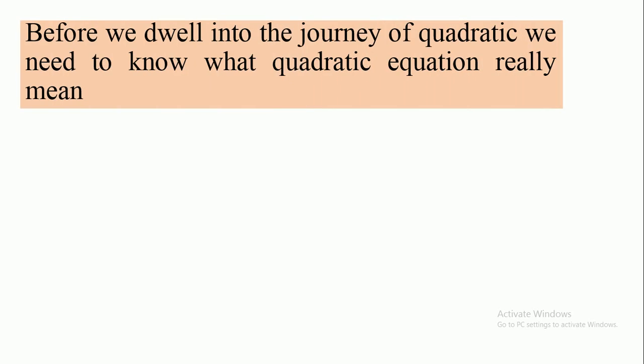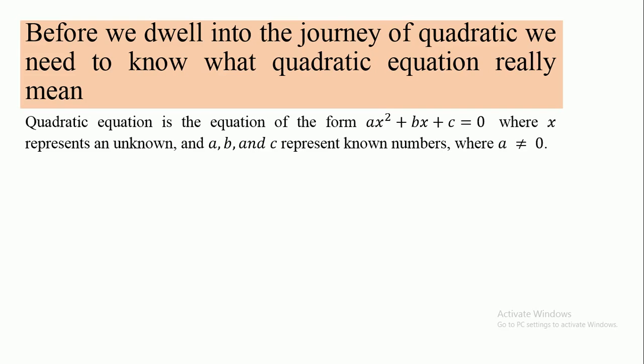So let's move on. Before we delve into the journey of quadratic, we need to know what quadratic equation is all about. Quadratic equation is an equation of the form ax squared plus bx plus c equals 0, and the x is the unknown variable, where a, b, c are known numbers and they are meant to be constant. And mind you, your a has to be non-zero, so a should not be 0.